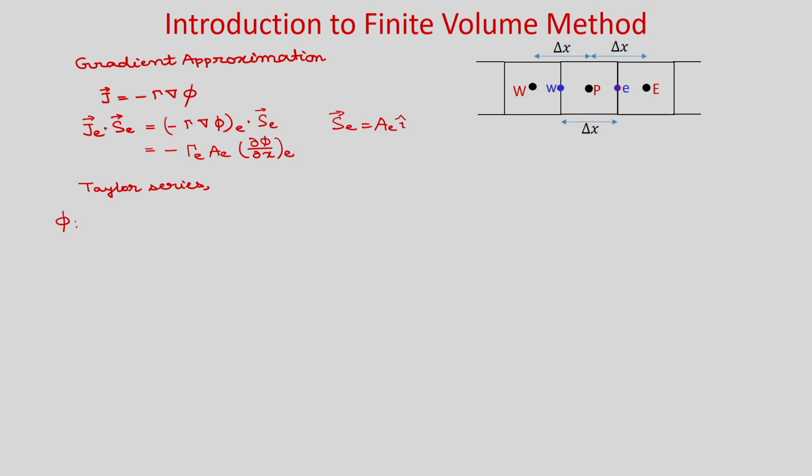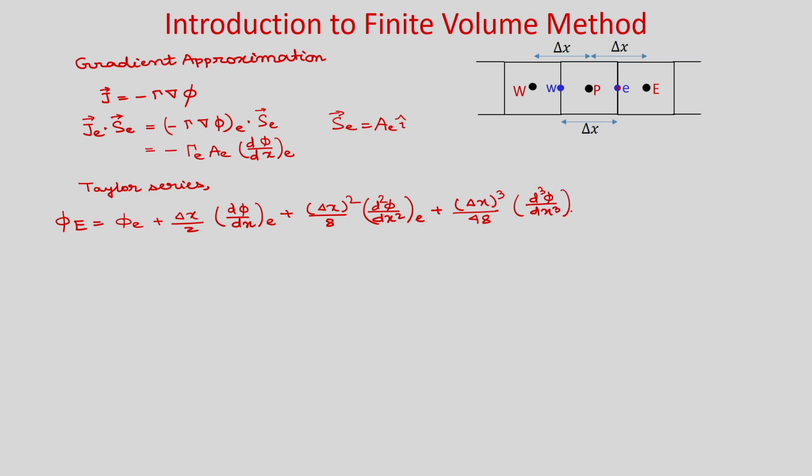So, you can write phi E, if you expand it about small e, it will be phi e plus delta x by 2 d phi by dx at e plus delta x square by 8 d2 phi by dx square at east, because you are considering only one dimension, plus delta x cube by 48 d cube phi by dx cube at east and other higher order terms.